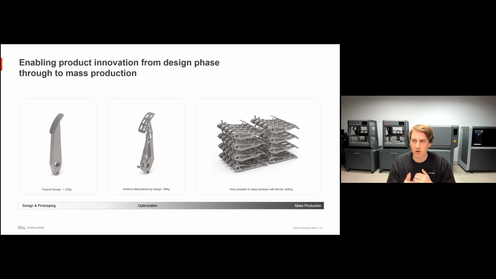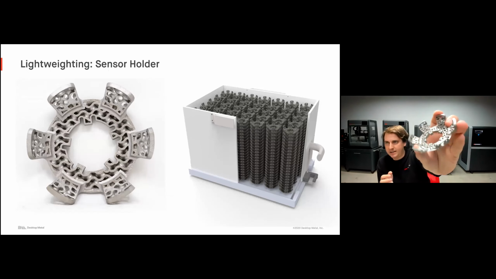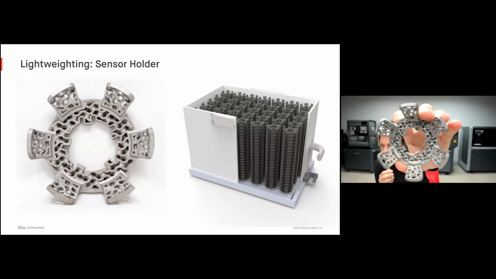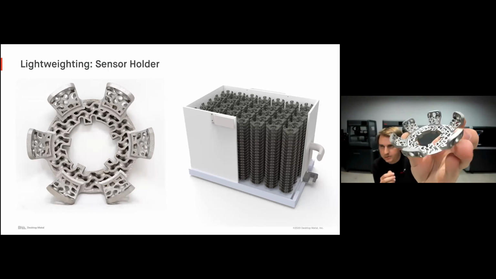And now it's not just that we're going to print one of them for some special race car we're building, but now we can produce hundreds of those parts per day to actually go to market with an optimized design like this. You can see another example here. This is an optimized lightweight sensor holder, and you can see I'm able to incorporate all of this lattice structures into the part to really reduce the weight.